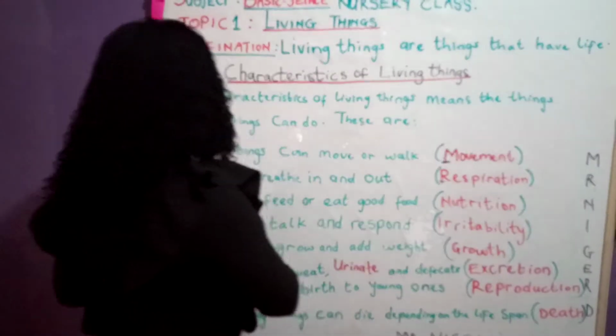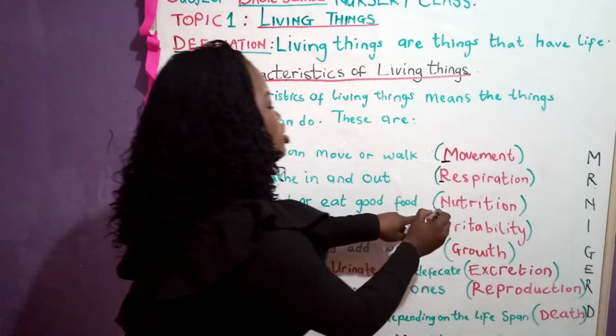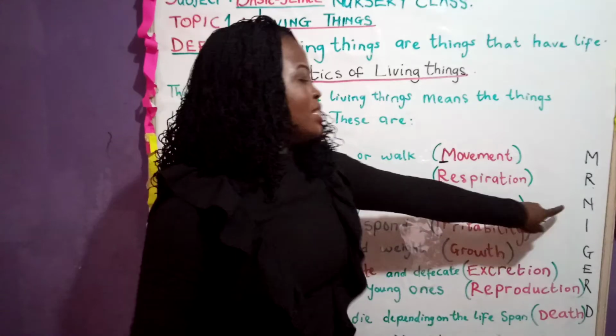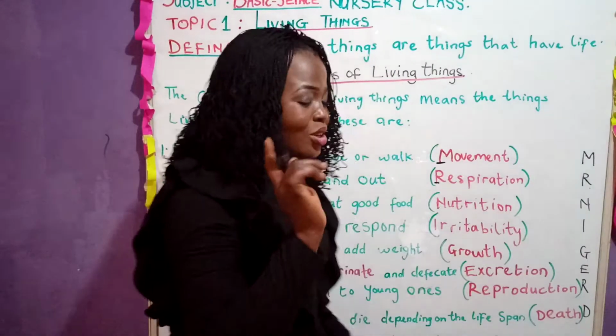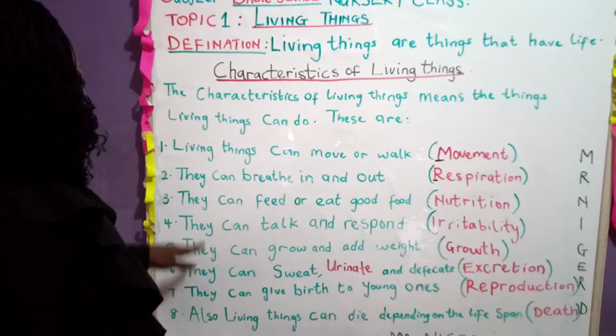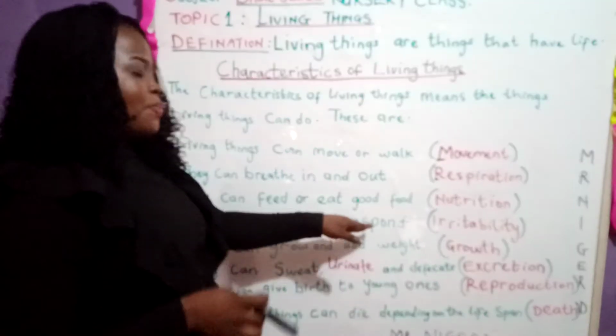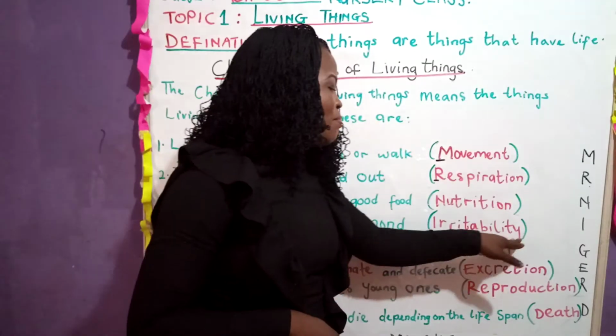Now, when I told you that all living things must eat or feed, this means nutrition. That is N. We are coming to Niger now. How we form Niger. So listen attentively and get it right. Living things talk and respond to their environment as a whole, which I say irritability.